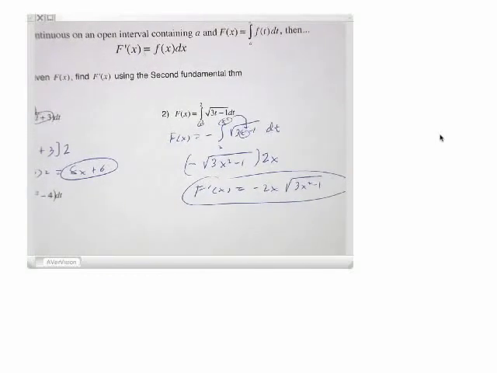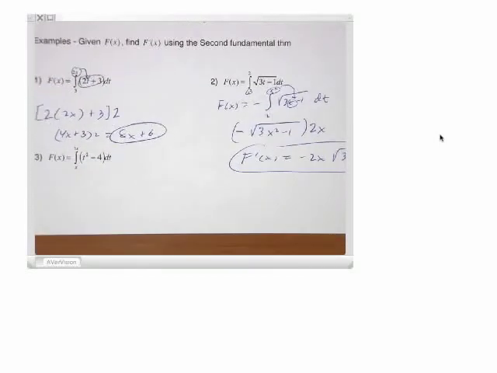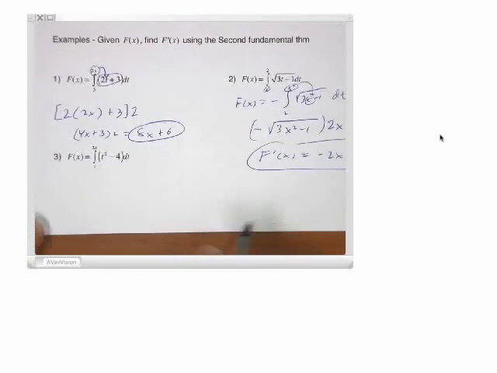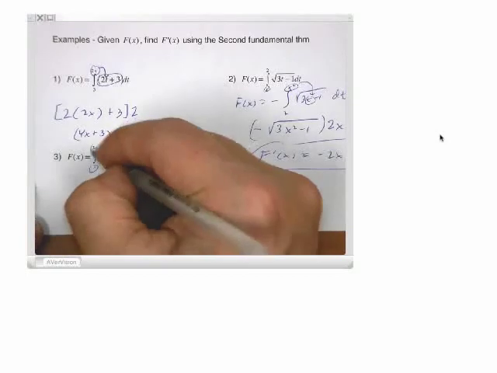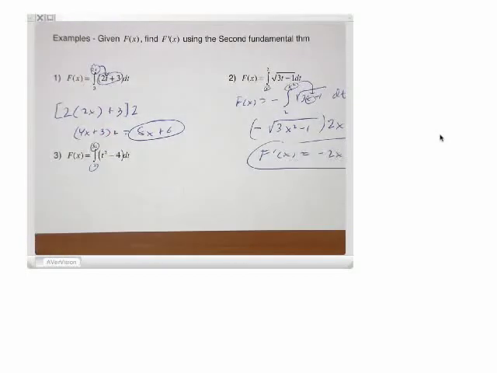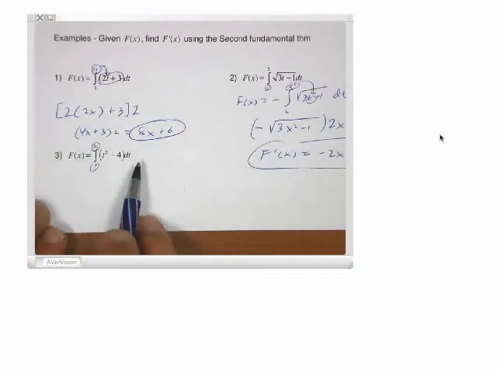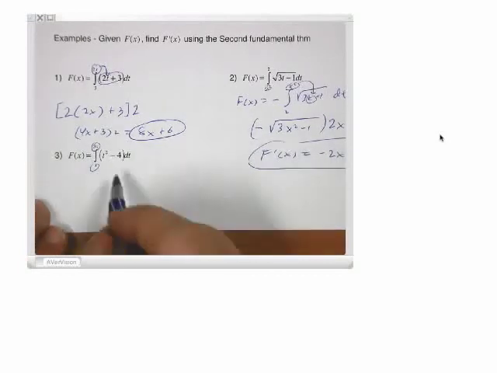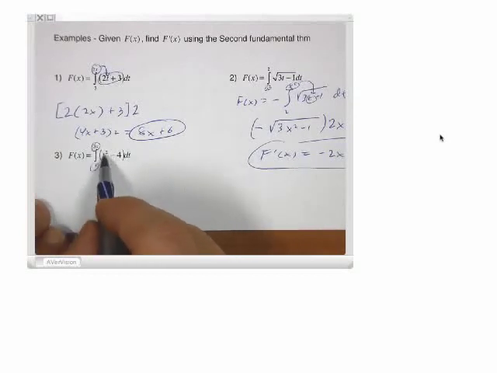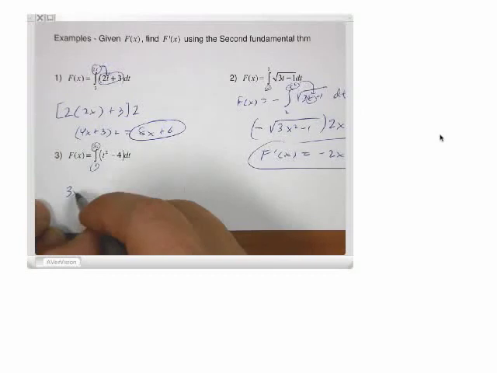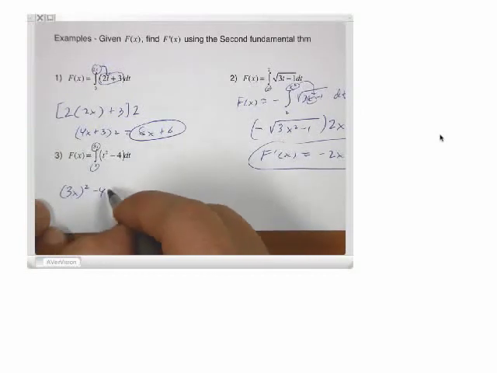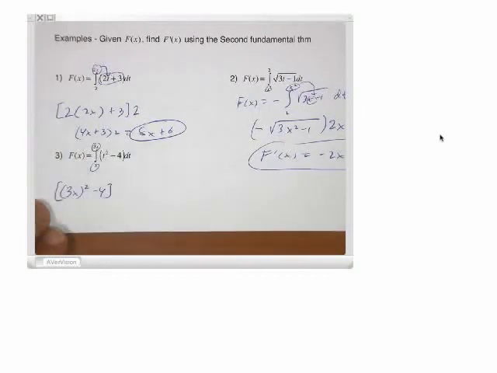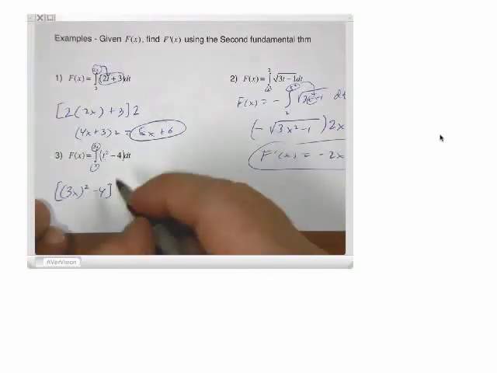Now the last example, we have a variable on the top and the bottom. So my upper and lower limits are both variables. And then we're integrating with respect to another variable. No problem. I'll apply the second fundamental theorem of calculus, which says I can take 3x and plug it in there, square it, minus 4, and multiply that by the derivative of 3x, which is 3.